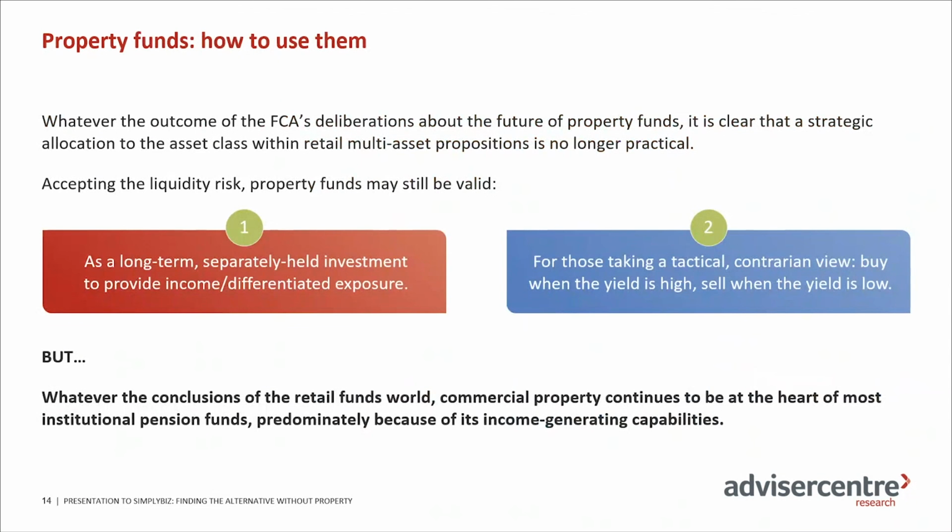So this is how we think you should use them. Whatever the outcome of the FCA's deliberations, and I'm going to come back to this theme in a minute, the strategic asset allocation to the asset class within multi-asset propositions is being questioned. If you look at the activity and behaviour of certainly most of the model portfolio managers and discretionary managers, quite a few have obviously removed them from their portfolios. We say the following: a long-term separately held investment to provide income, and it's a differentiated exposure. And I think if as an advisor you're still going to use this for your clients, that's where it's most likely to sit.